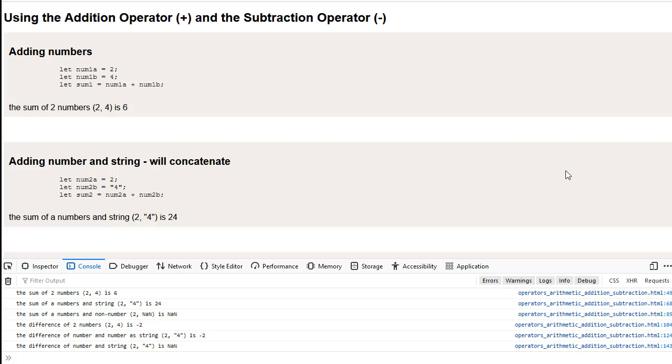If we look at the next example, I have num2a equals 2, num2b equals 4. The 4 is inside quotations. And now I am trying to add these two values for these two variables. One value is a number, one value is a string, and what is happening is that we are concatenating because you cannot add a number and a string, so therefore JavaScript will join them. Notice it is putting the 2 and the 4 right next to each other, giving us a value of 24.